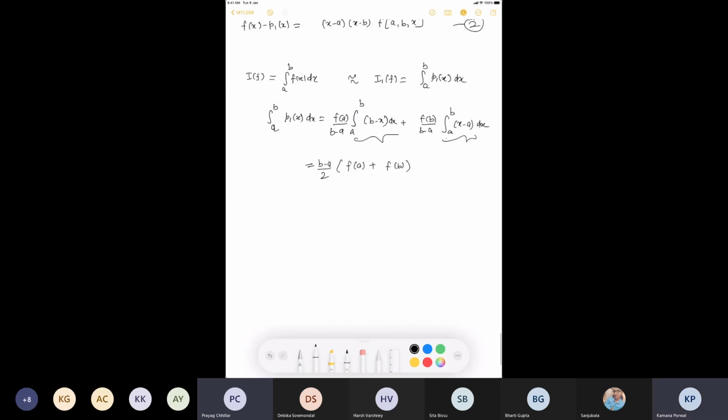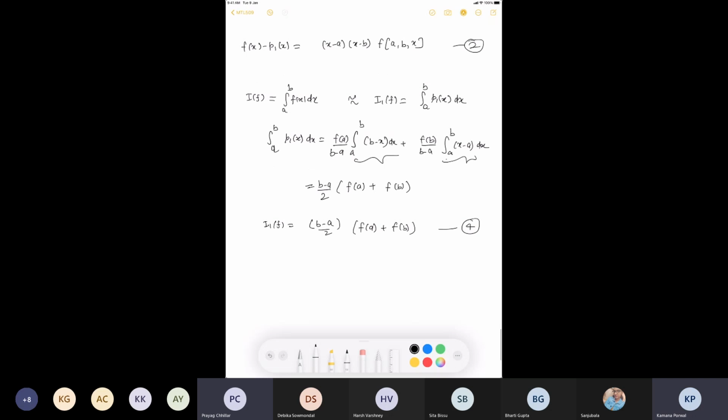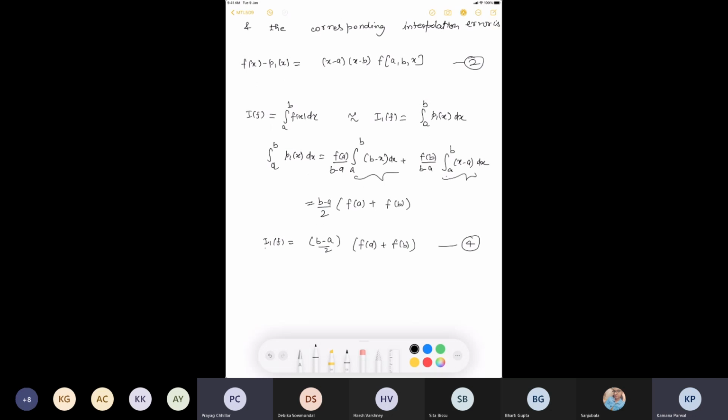Okay, so this is the first rule we have got. You evaluate f at the two endpoints, and b minus a is nothing but the length of the interval, so it is the length of the interval by 2 times this. Let's call it equation 4. If you find the approximate value using this formula, this rule is called the trapezoidal rule.